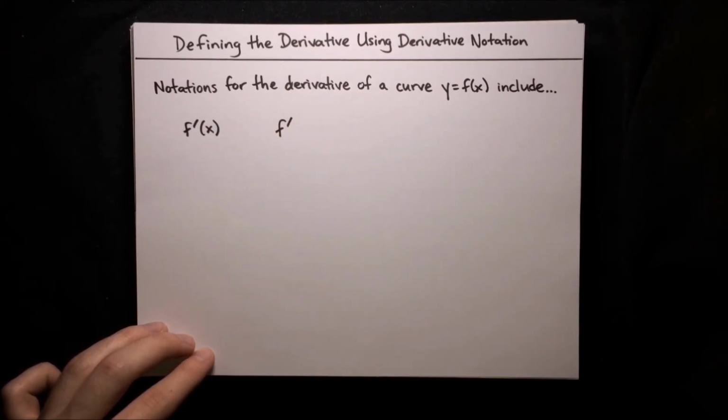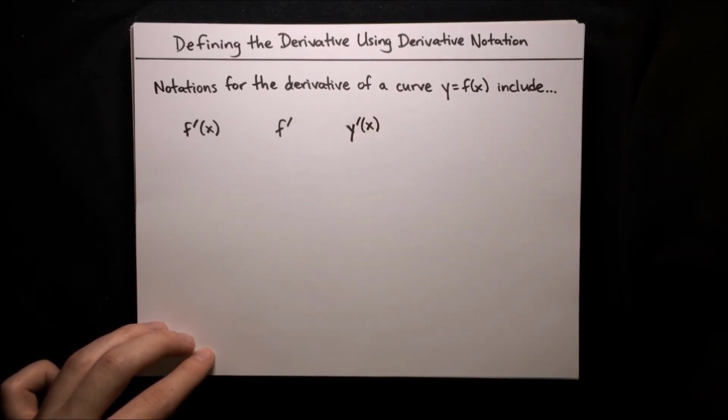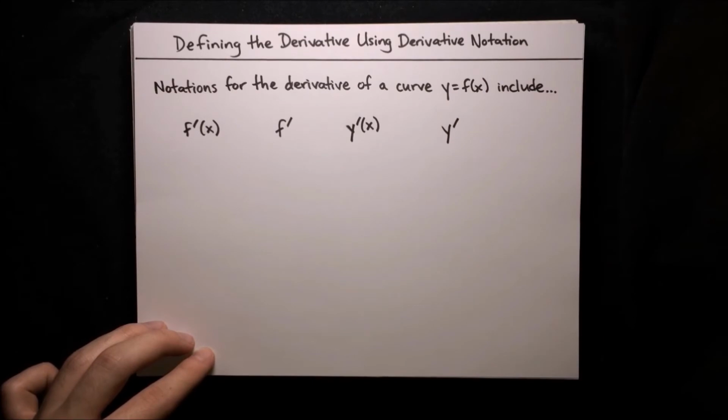Another notation, given that the curve is y equals f of x, is to write y prime of x. In this notation, we're interpreting y itself as a function of x, where the function is given by f of x. And likewise, you might see the x removed also, so that would just be y prime. Alright, so these notations here are pretty similar to what we already know. They all use prime notation.